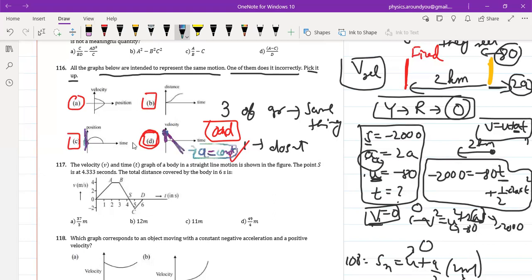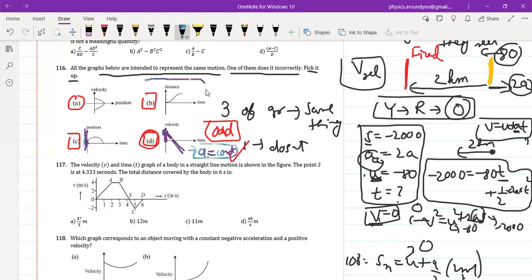So somewhere, C and D's details are not matching. The detail of C is not matching with the detail of D, because here initial velocity is assumed to be zero, whereas here initial velocity is not zero. So C and D, first of all, are not sitting well together.